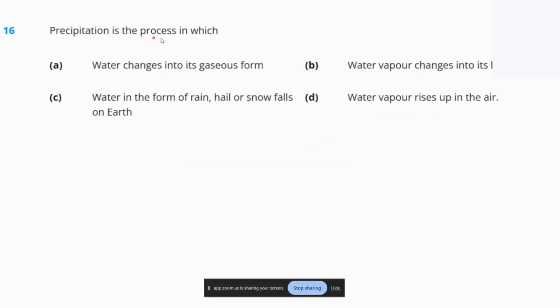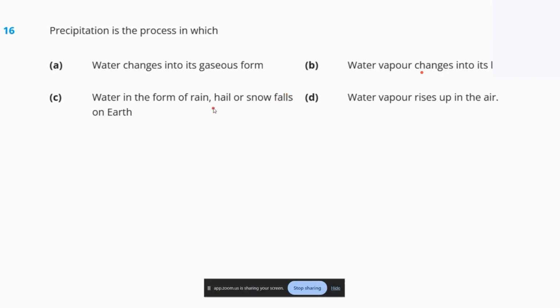Next, precipitation is the process in which the clouds come down as rainfall, isn't it? That process is known as precipitation. Not only as rainfall, but also as snow or dew drops. All of these things can be called precipitation. Water changes into gaseous form. No, definitely not. This is evaporation. Next is water vapor changes into liquid form.